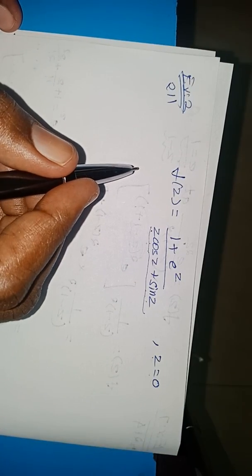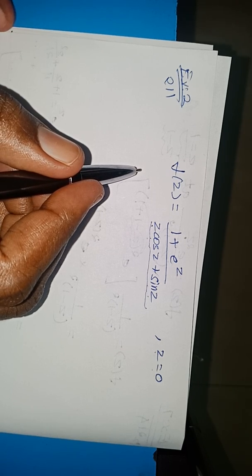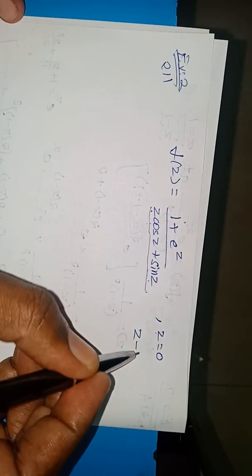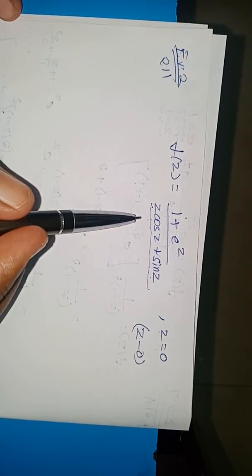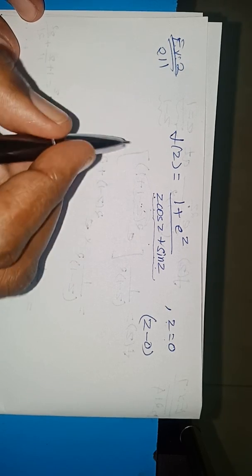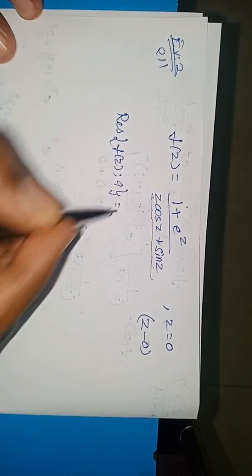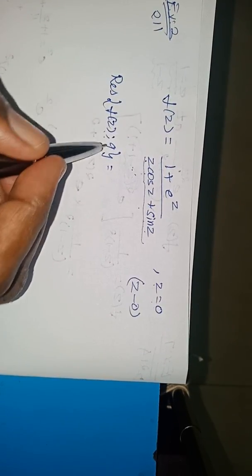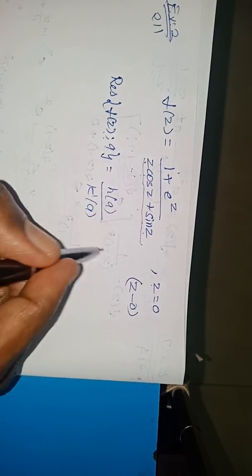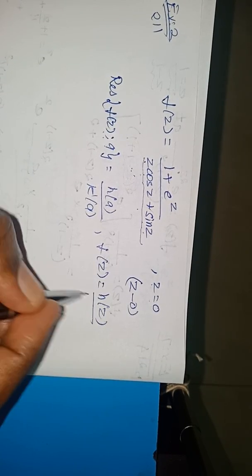Here we cannot use the first two methods because we cannot write the denominator as a factor of z, since they are in trigonometric relation. So let me use method 3. What is method 3? Let me write the formula first. Residue of f of z at the point a is h of a by k dash of a, whenever your f of z is of the form h of z by k of z.